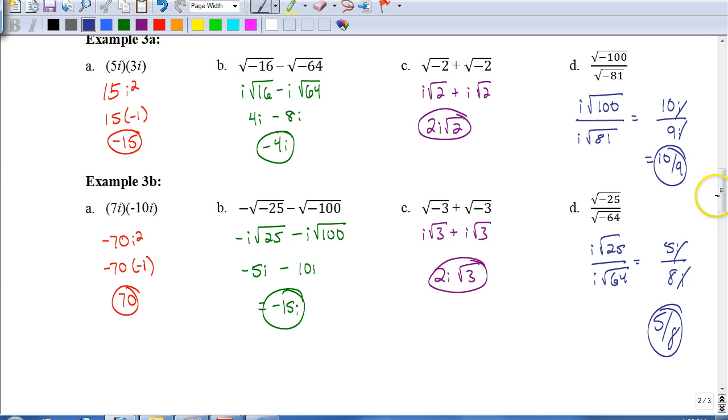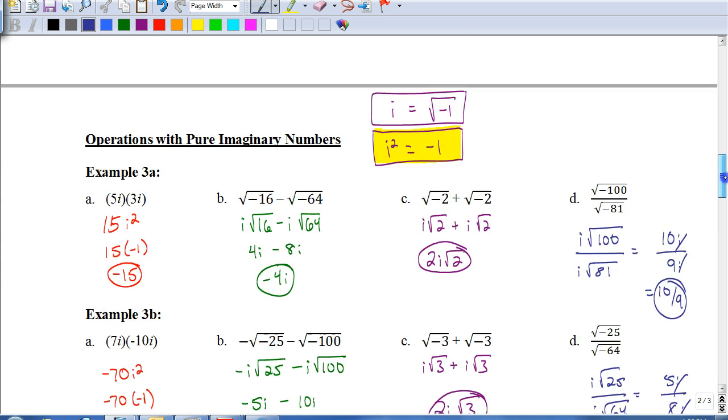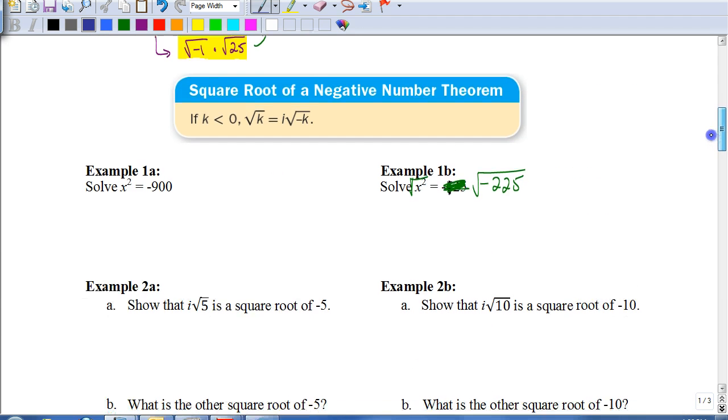Okay, so let's look at one more type of problem. That being if we have a problem like this, x squared equals negative 900. Now this is going to tie together what we talked about at the very beginning of this chapter in lesson 6.1. If I solve this problem, I already have the x squared by itself, so I want to find out what x equals. So I take the square root of both sides. The problem with that is the square root of x squared is not x. It's the absolute value of x.